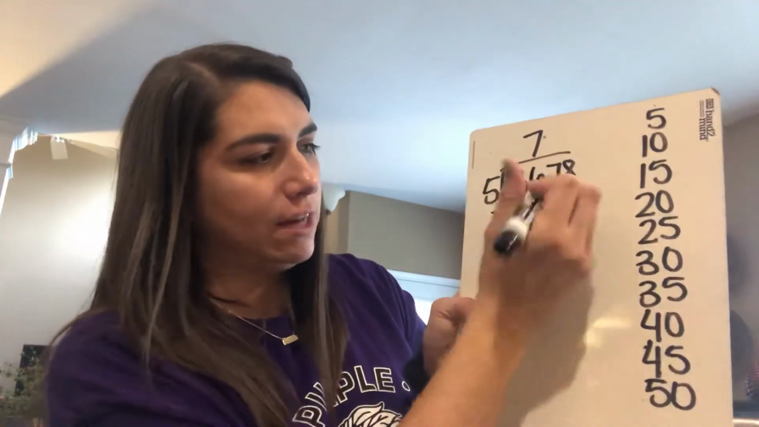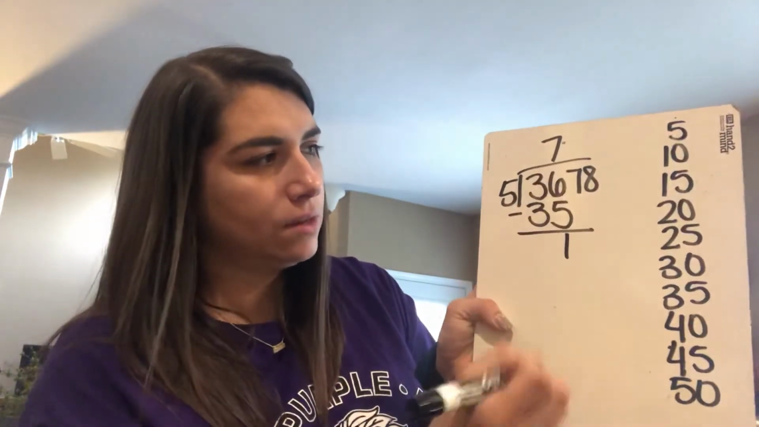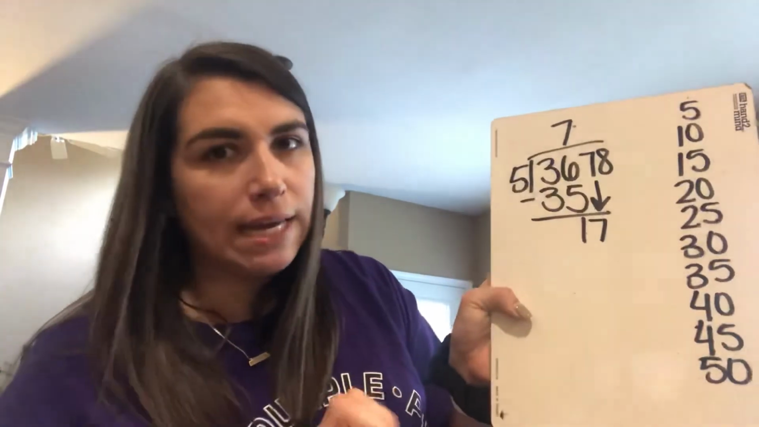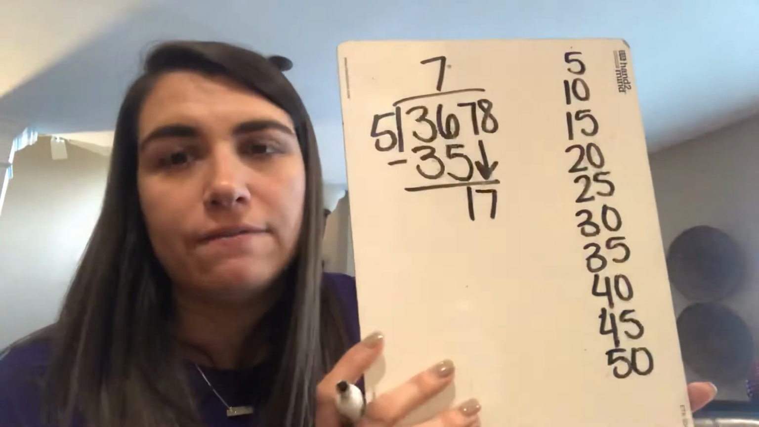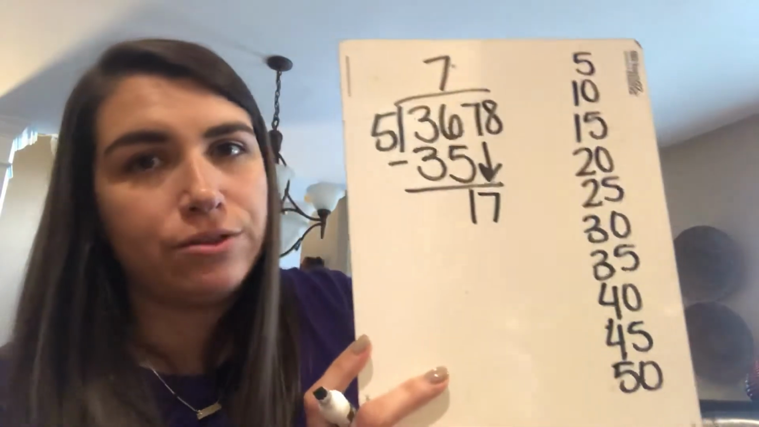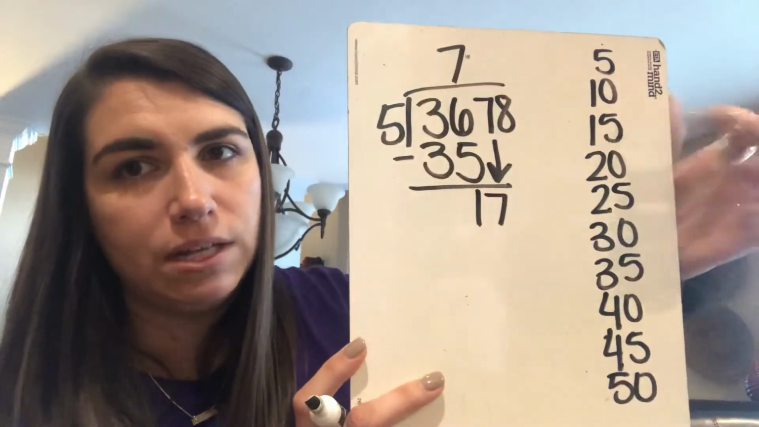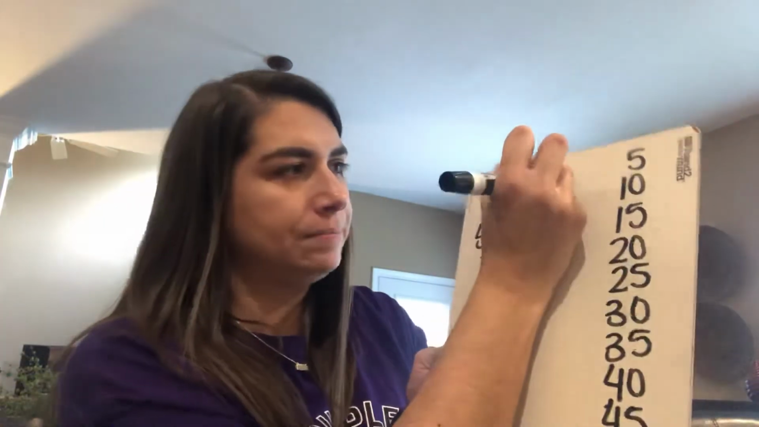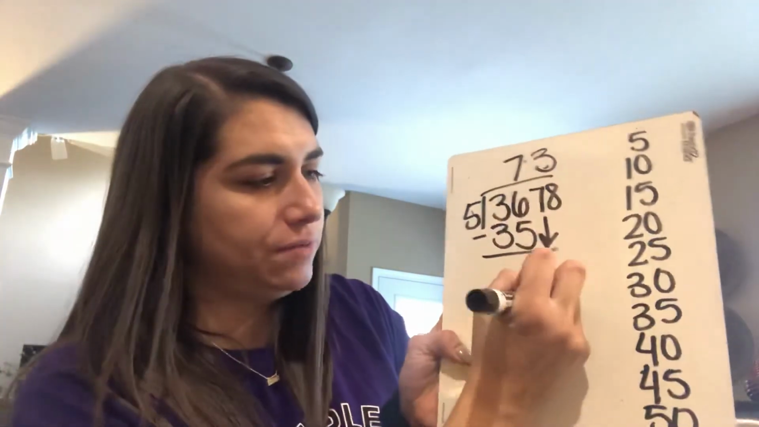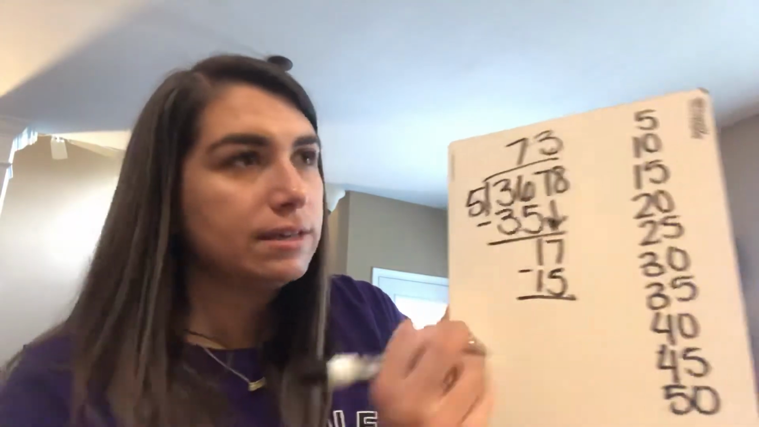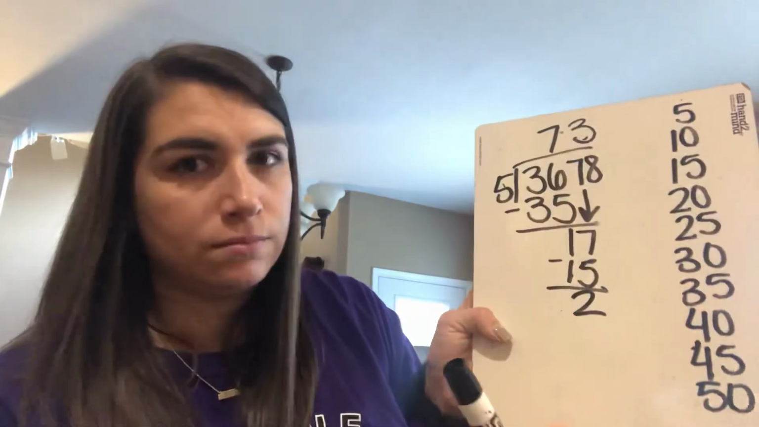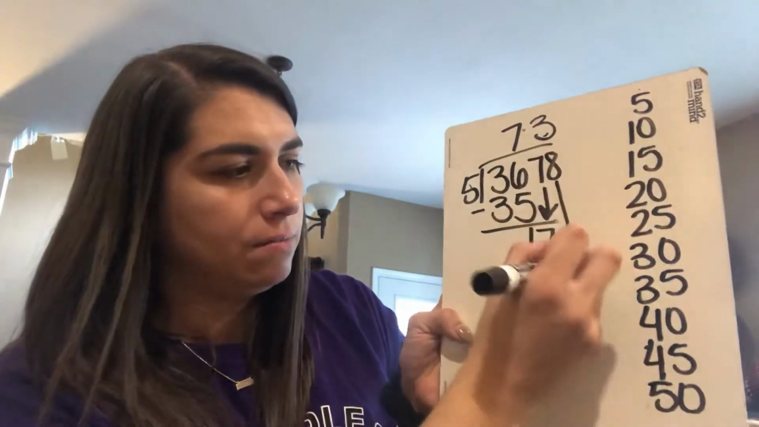Subtract. 6 minus 5 is 1. Bring down the 7. And now we're going to repeat. What times 5 gets you closest to 17 without going over? And that's going to be 3, right? 1, 2, 3, 15. So the 3 is going to go on top. I multiply my 5 times 3, which is 15. 17 minus 15 is 2. And then I'm going to bring down my 8.